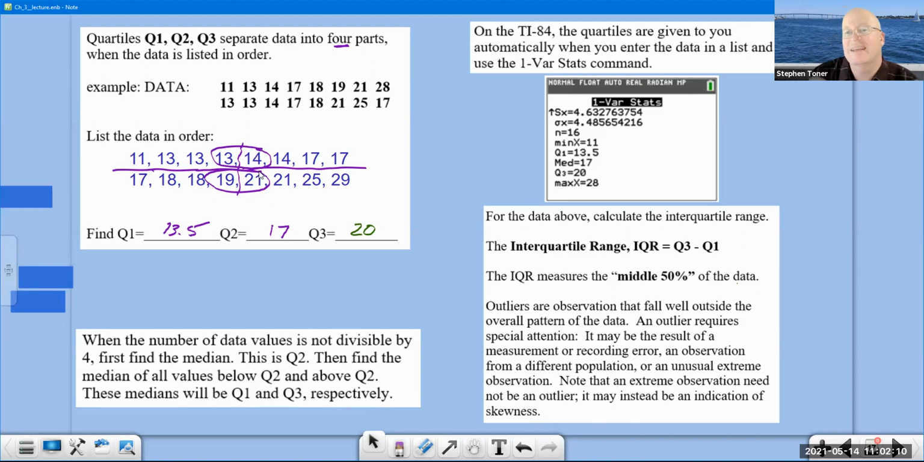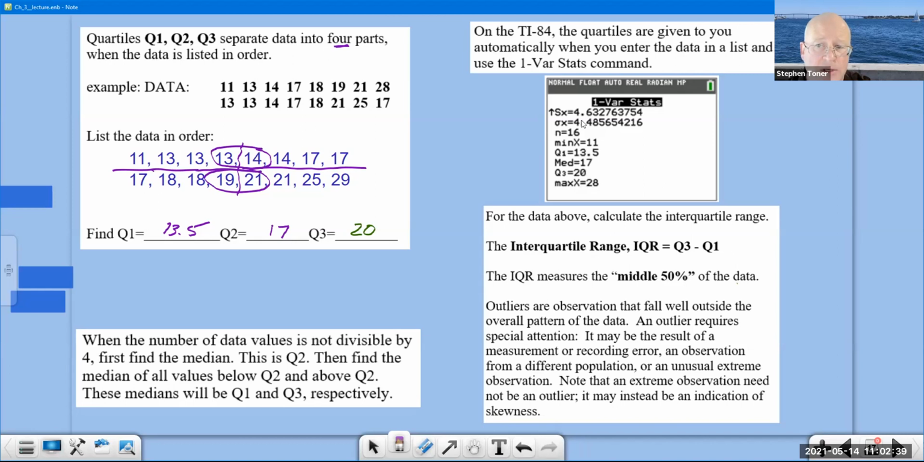When you have an even number of data values, you have to use the rule we had for the median, the halfway between the 2 values that are in the middle. Okay. And that's what we've described right down here in this next paragraph. And that's what we just did up above. Now on your calculator, it gives you these values. You don't have to do any of this manually.